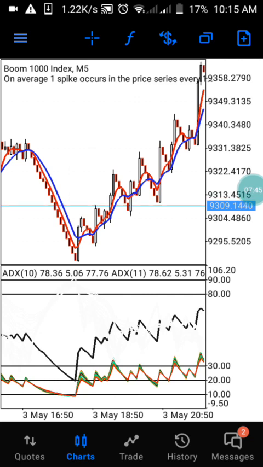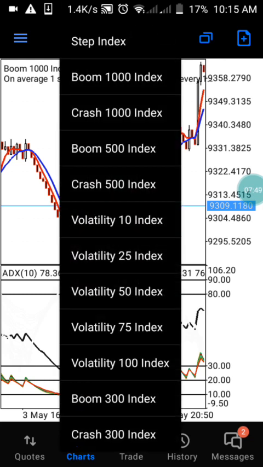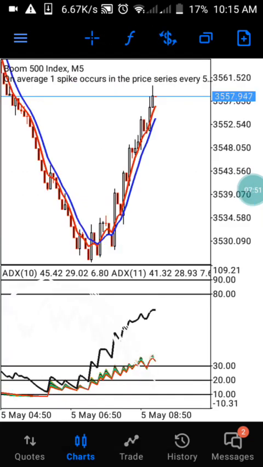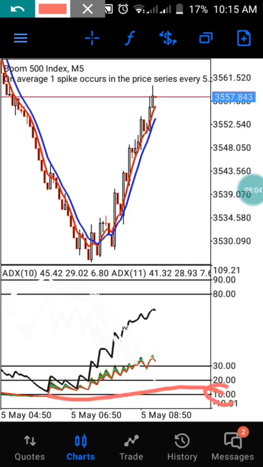So guys, this happened on Boom 1000. Let me show you guys exactly how it looks on Boom 500. You see guys, exactly the same thing I told you is going to happen is exactly what is happening in the market right now. You see now, we are having the ADX respecting the 10 level, and we have our RSI that is crossing below the 20 level. You see now, it gives it more strength for you to see.